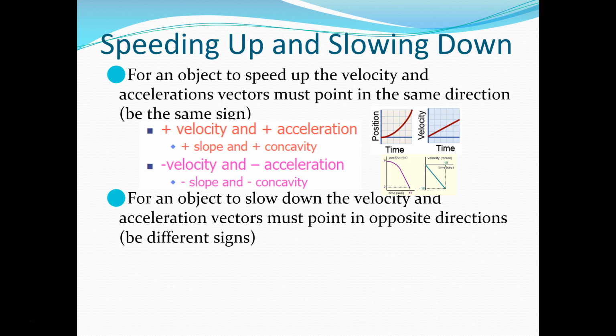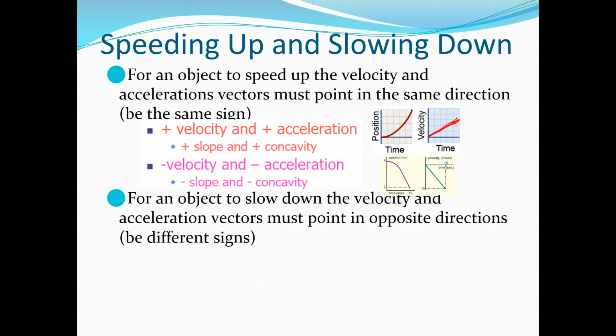So speeding up and slowing down. Well, in order for an object to speed up, the velocity and acceleration must point in the same direction. So this means we can have a positive velocity and a positive acceleration, which will result in a positive slope and a positive concavity. So in this case, we have a positive slope of our velocity versus time graph. That means we have a positive acceleration, or our concavity here is positive. We're getting bigger and bigger and bigger. That means we're going to have a positive acceleration, and that means we're also speeding up.